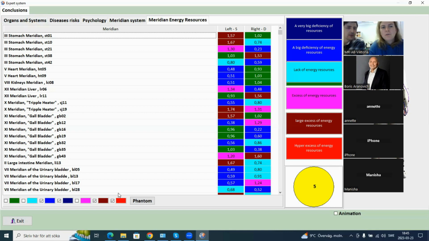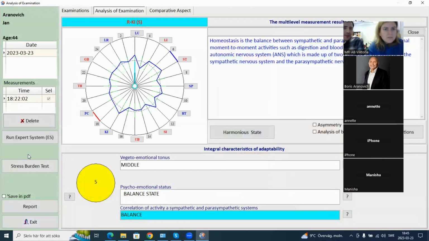If, for example, we are treating our clients with a device, when the person goes home and has a bad stomach meridian, he can work at home with this point, especially with this point. So it will be correcting extra. Yes, so we go back, exit.